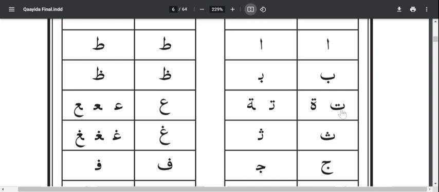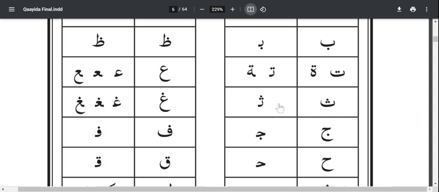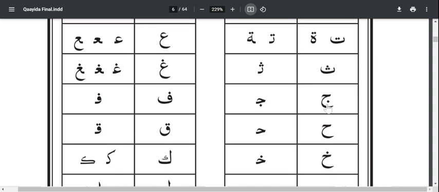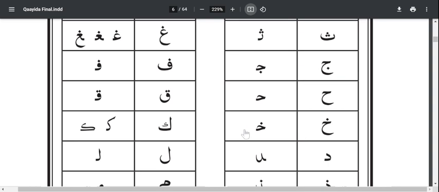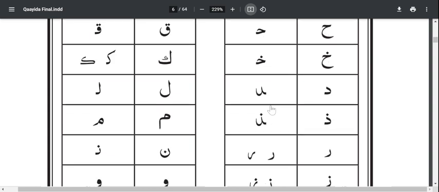Ta, there are two types of Ta. One is a normal Ta, and one is a round Ta or Ta marbuta. You can see how they look in the beginning form. And that's the ending form of Ta marbuta. Tha, we recognize the Tha with three dots on the top. Jim, Ha, and Kha. The difference between Jim, Ha, and Kha, when they're written together, is the dots. Dot below is a Jim, dot above is a Kha, and no dot is a Ha.